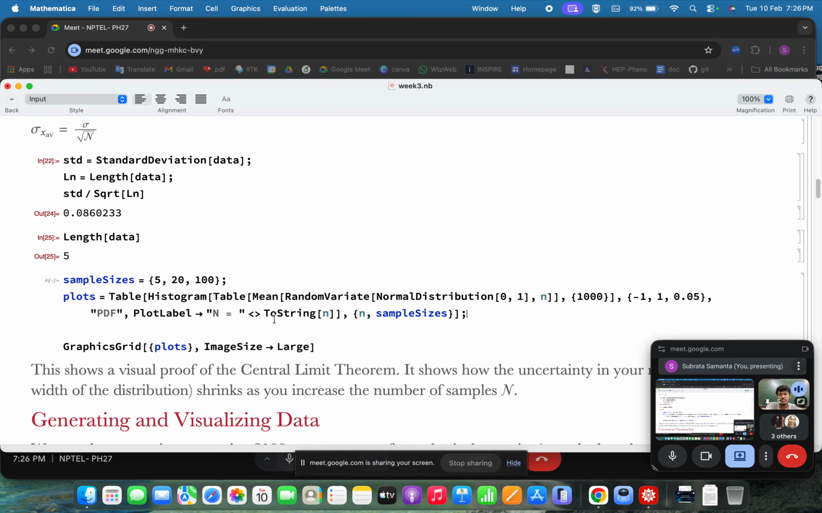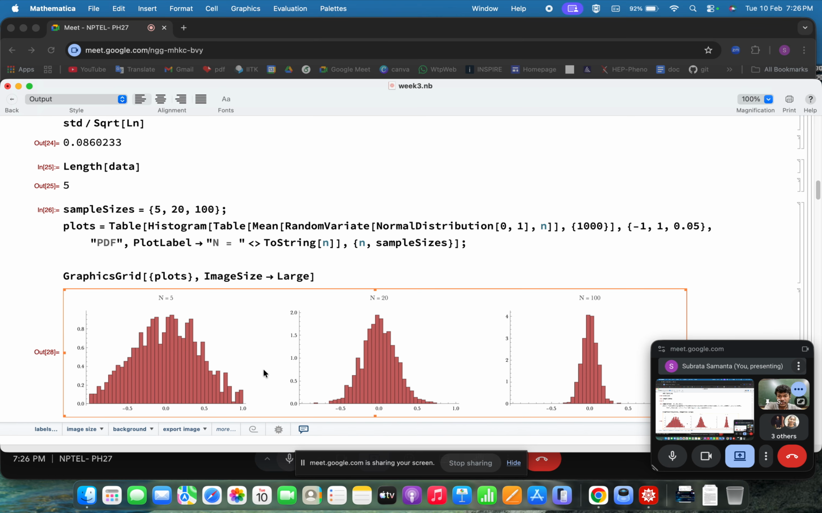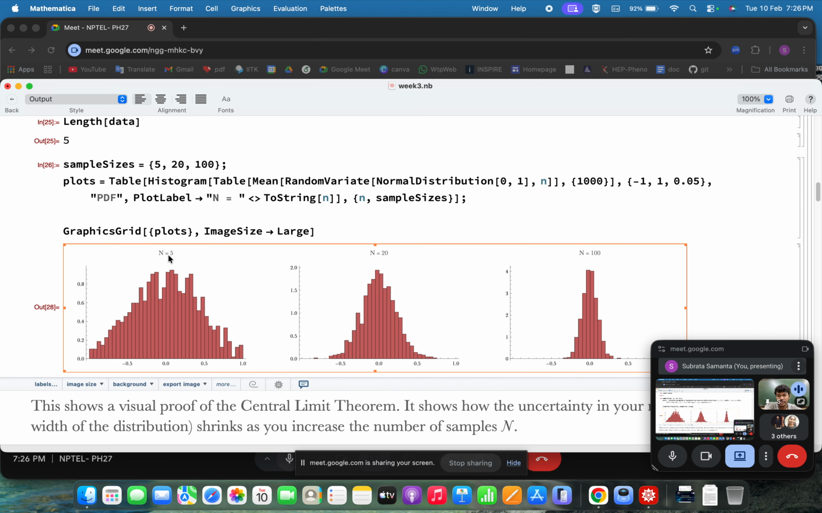So, this is the grid plot, because we have 3 plots for the 3 sample sizes, so I have to create a grid of these plots. Let us zoom in. In case of 5, when the number of data is 5, we have a 0 mean and a standard deviation of 1, you see. So, the standard deviation is large.